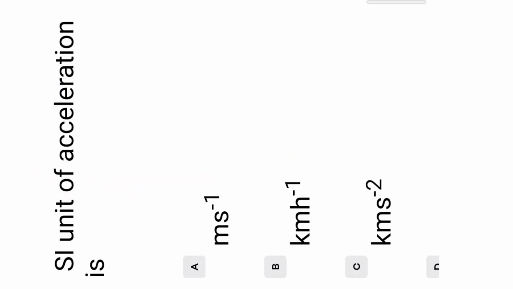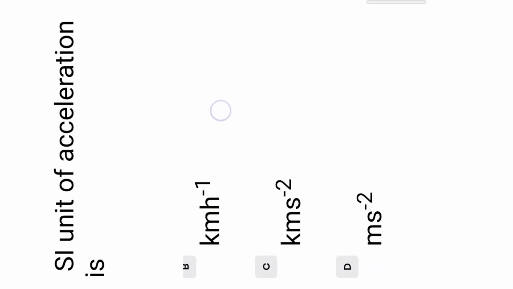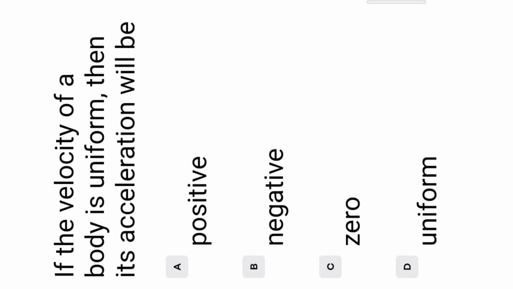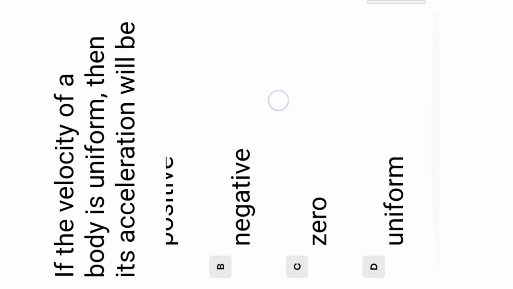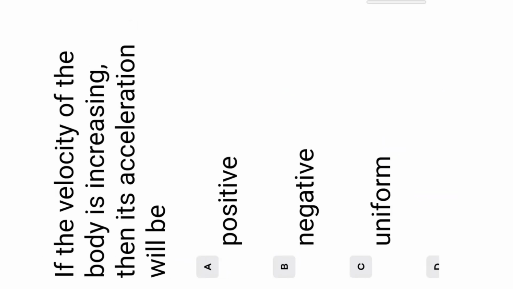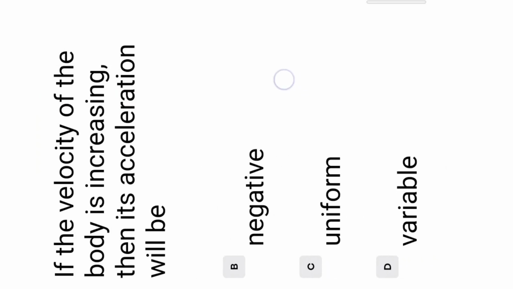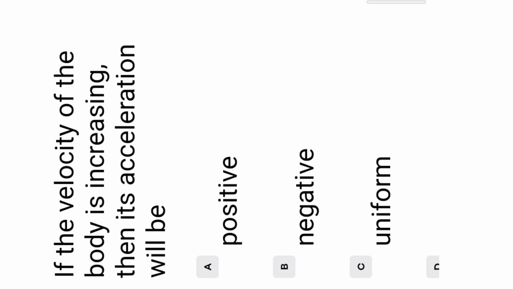SI unit of acceleration is A meter per second, B kilometer per hour, C kilometer per second square, D meter per second square. D is the correct answer, meter per second square. If the velocity of a body is uniform, then its acceleration will be A positive, B negative, C 0, D uniform. Its acceleration will be 0. So we take C. If the velocity of the body is increasing, then its acceleration will be A positive, B negative, C uniform, D variable. Its acceleration will be positive. So we take A.